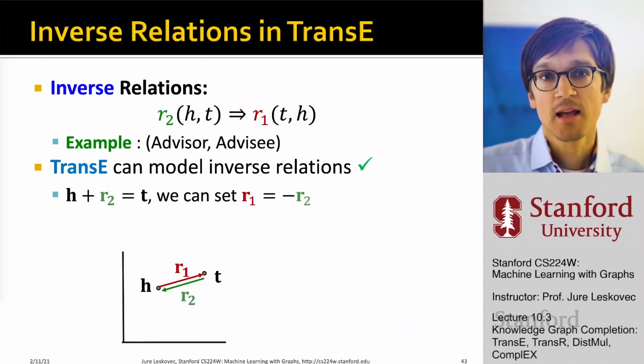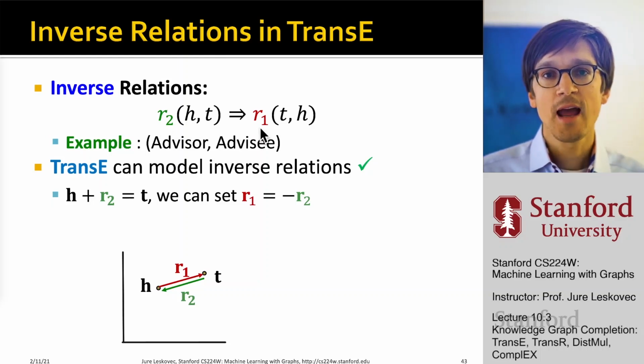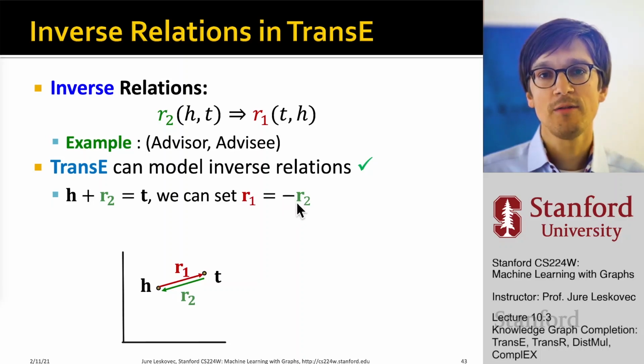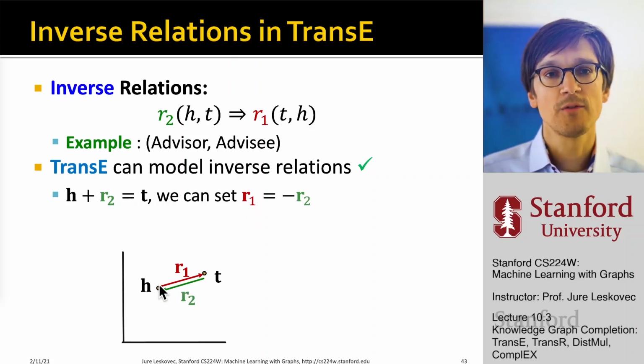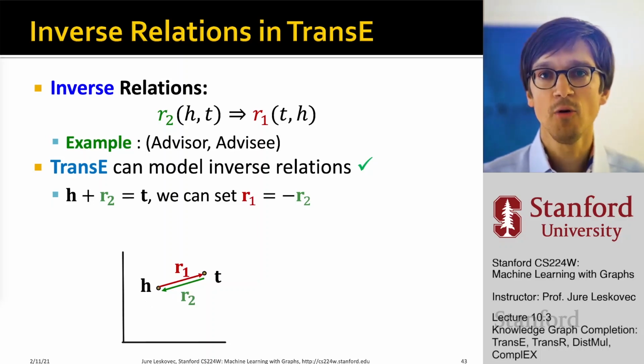Another question is, can TransE capture inverse relations like advisor-advisee, right? So if H and T are related by R2, then there is some other R1 that makes tail and head related. Can we model inverse relations? Yes, we can. Simply the vector R2 should be the negative of the vector R1. So from head, according to R1, I move to tail. Then if I want to move from tail back to head, I just move in the opposite direction. So in TransE, this is naturally doable, so inverse relationships are possible.